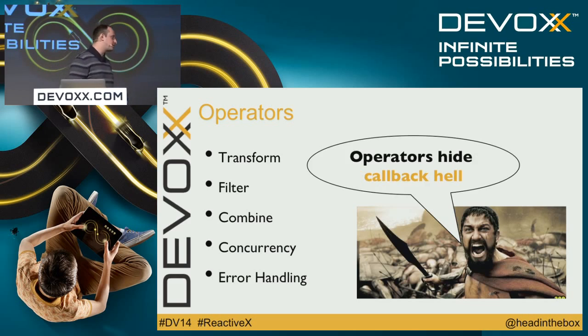Now, to get back to callback hell, the nice thing about these operators is that they encapsulate all the nastiness, all the gooey stuff of callback hell, inside the implementation of these operators. So we as users don't have to worry about all the nasty things that come with asynchronous programming. That's all tucked away in these operators. And the same goes for concurrency and error handling. That's all inside these operators, and we as users of Rx don't have to worry about it anymore.